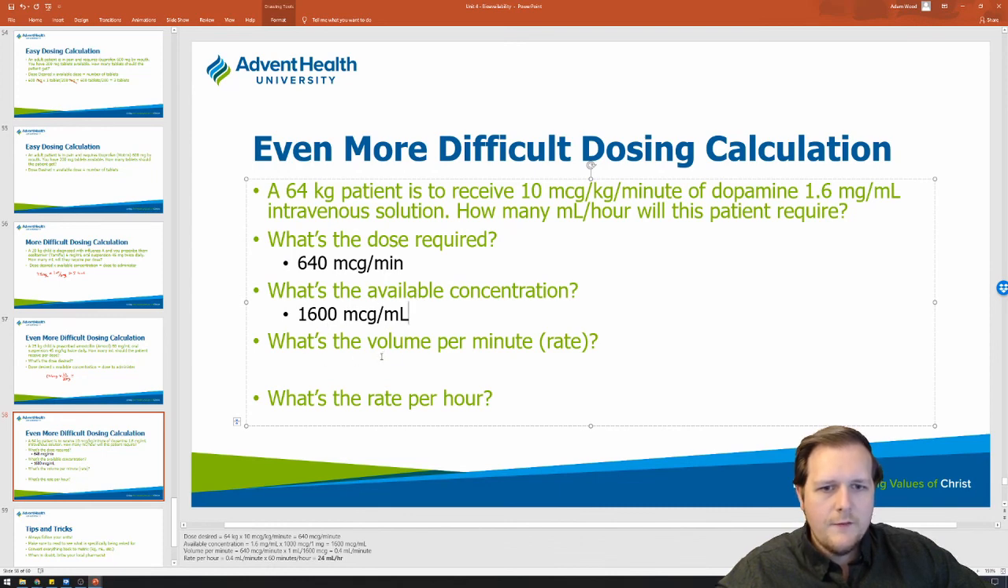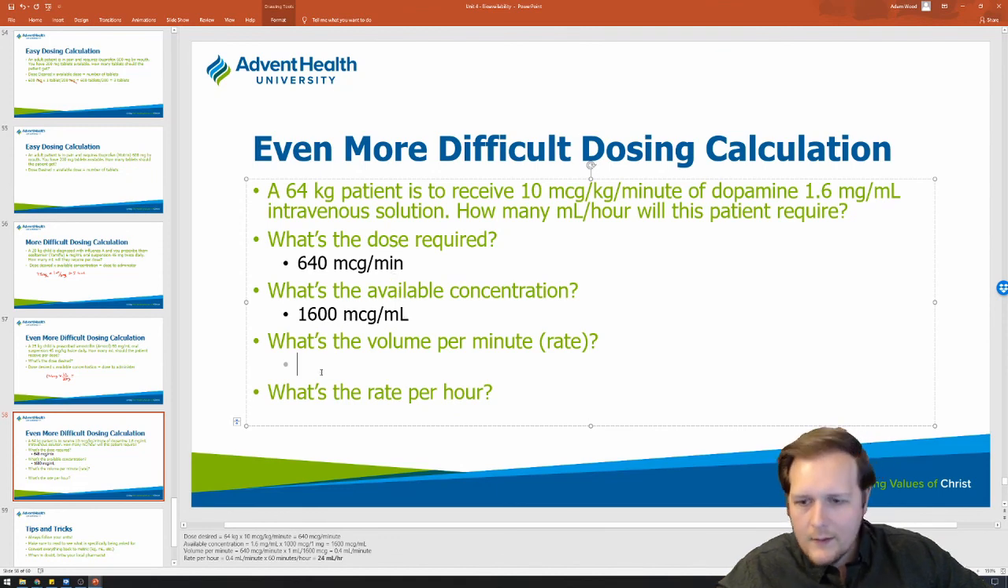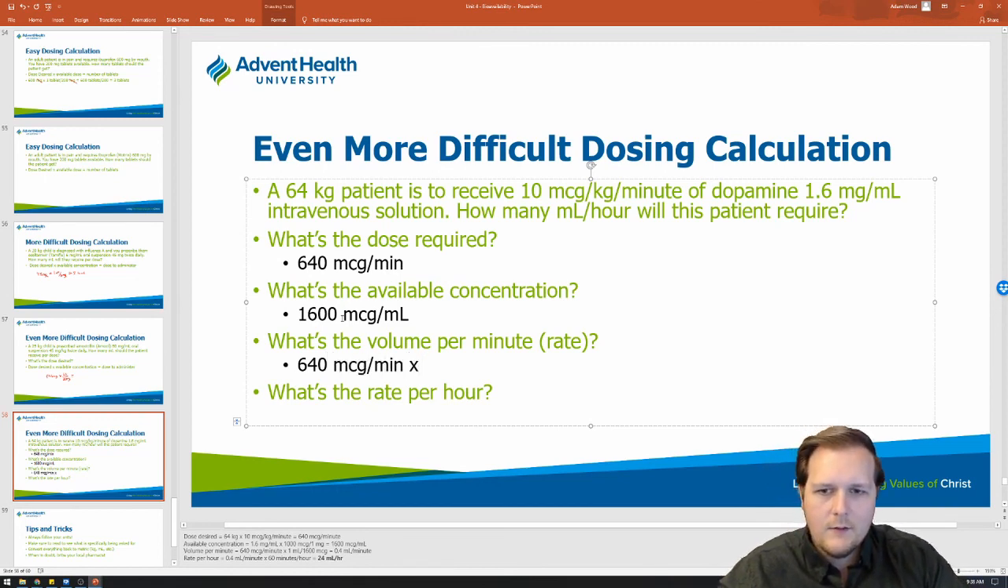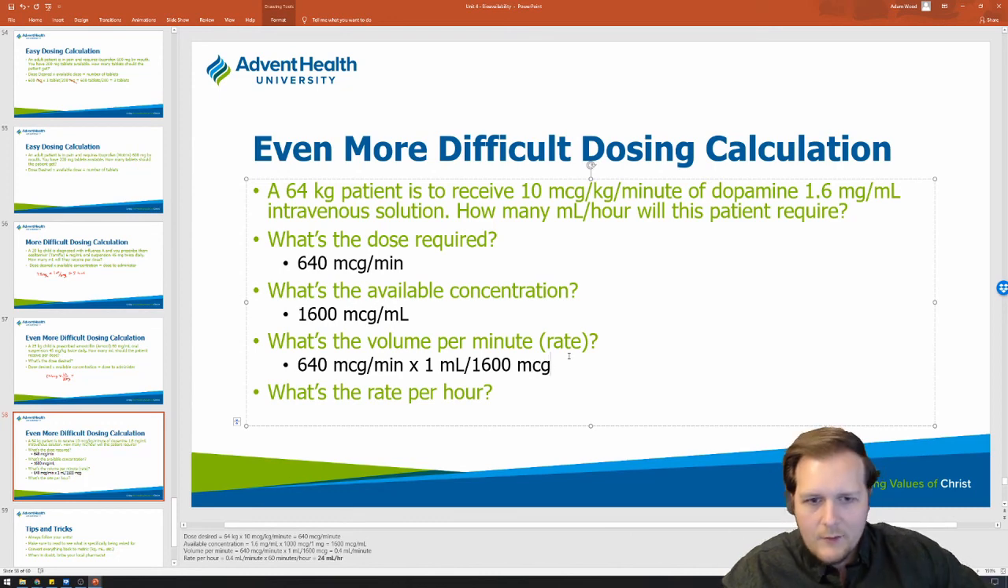So now the question is, what's the volume per minute that they're actually going to be getting in that case? Okay, so what can I do to figure that one out? So I know they're getting 640 micrograms per minute. I know they're getting basically 1600 micrograms per ml here. So what do I need to cancel out? If I do that 640 micrograms per minute, and multiply that by 1 ml over 1600 micrograms, the micrograms now cancel out.